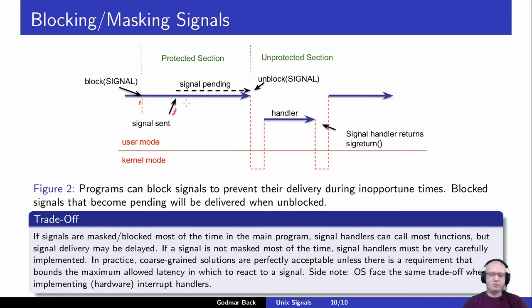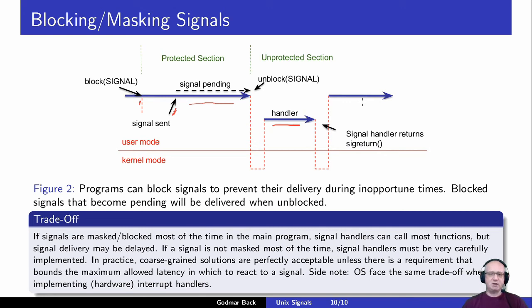So there may be some time during which that signal has been sent, it's pending, but the receiving process does not react to it. The point in time when the process calls unblock on this signal or unmasks it, at that point in time, if the signal is pending, then it will be delivered immediately, and the handler will be called, and then everything goes as before. So blocking a signal means to temporarily keep that signal at bay.